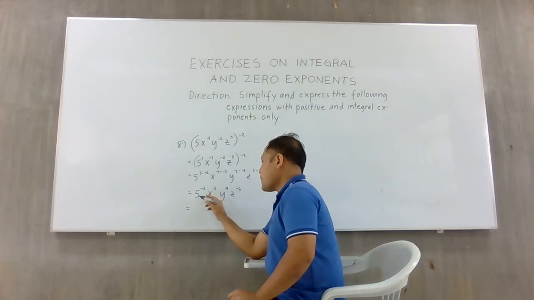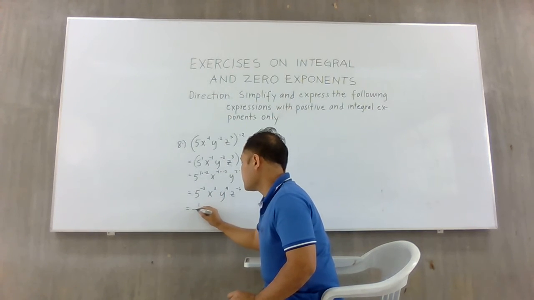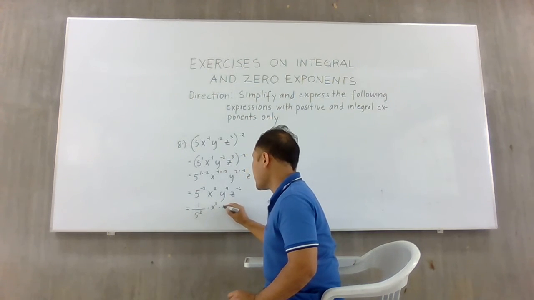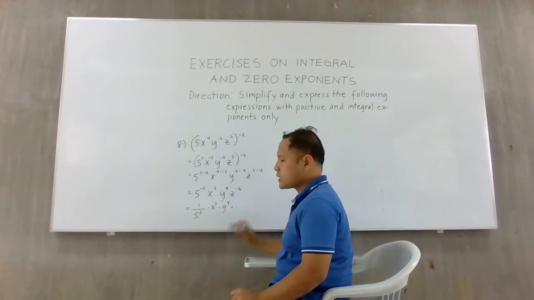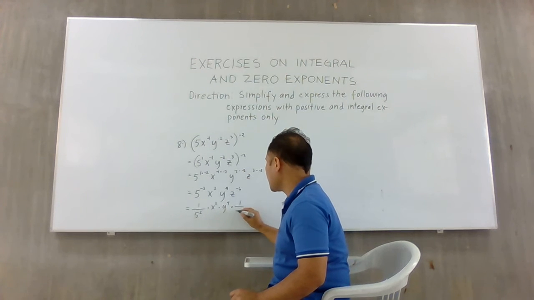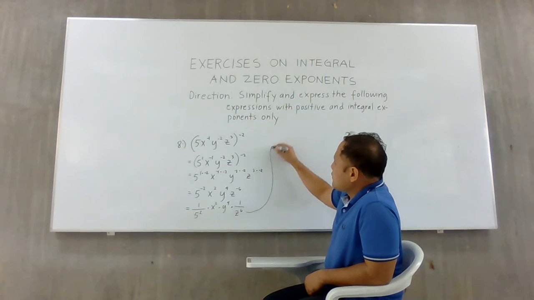Okay. 5 has a negative exponent. Let us reciprocate this. So we have 1 over 5 squared times x squared times y to the power of 4. Let us reciprocate this because it has a negative exponent. So we have 1 over z to the power of 6. Okay, let's proceed.